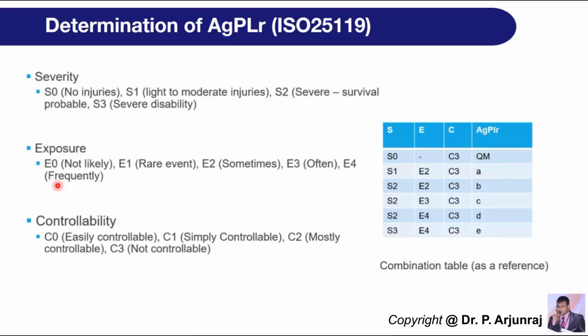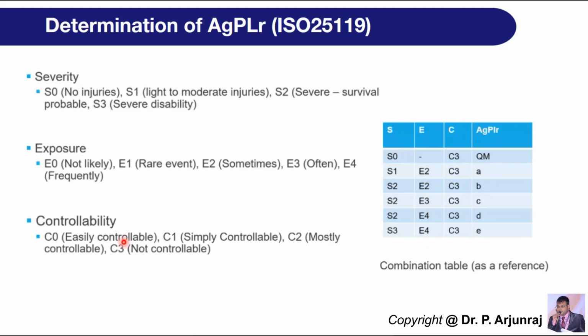And exposure. E0 exposure is nothing but the probability of occurrence. The probability of occurrence is E0 when it is not likely, E1 if it is a rare event, E2 if it is sometimes, E3 if it is often, and if the probability of occurrence is frequent, it is called E4. So that's how it is mentioned here: S1 to S3, E1, E2, E3 to E4. It starts with E0 basically.